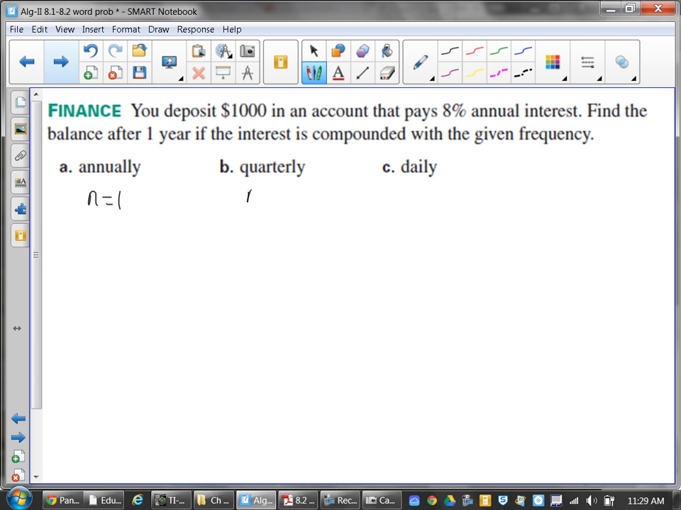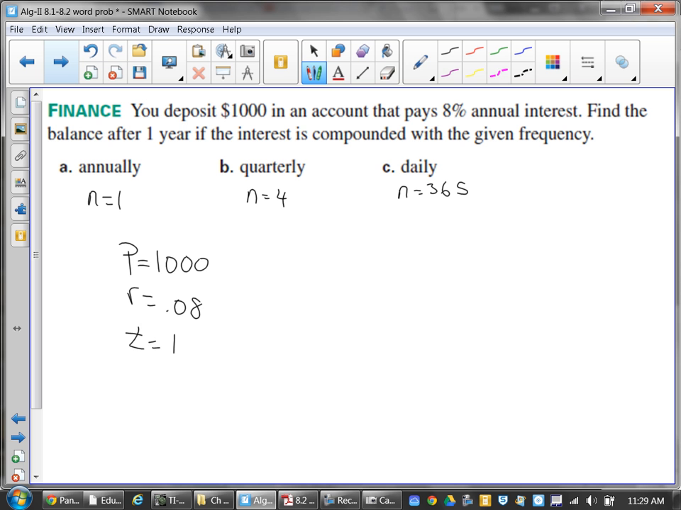Quarterly, what's your end value? 366. So your principal and your rate don't change. Your original amount was still $1,000, your rate is still 8%, so it's 0.08, and your T is 1 year. Okay. So after 1 year, you can easily substitute these in to see how much you're going to have.